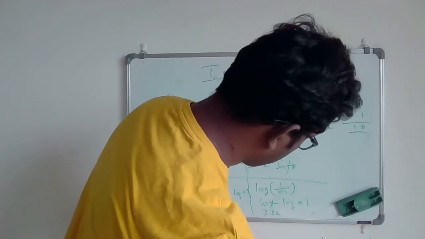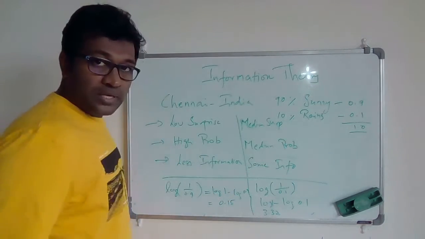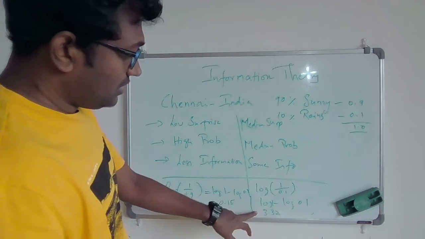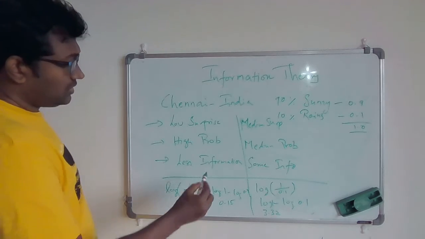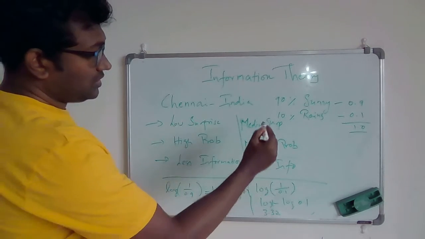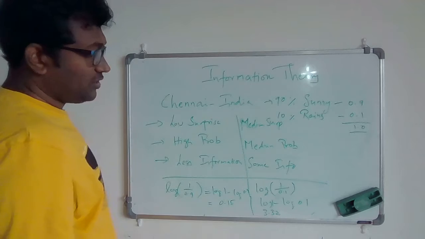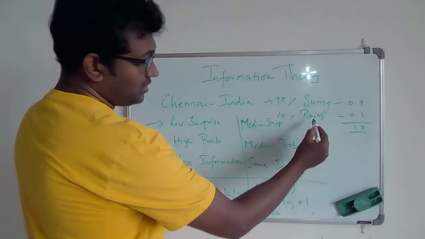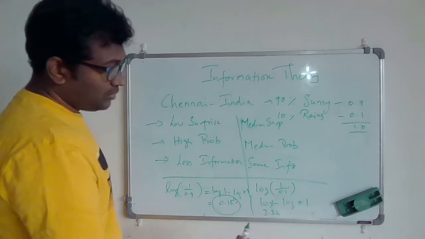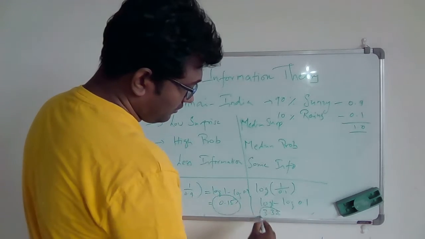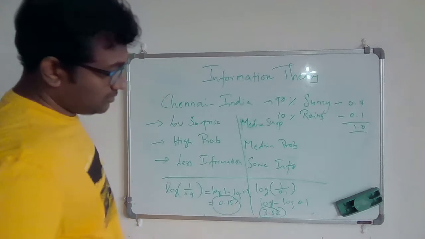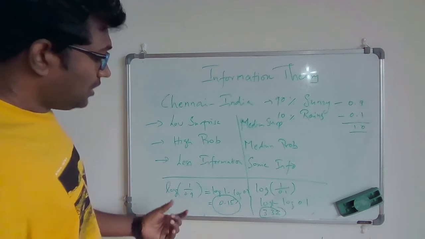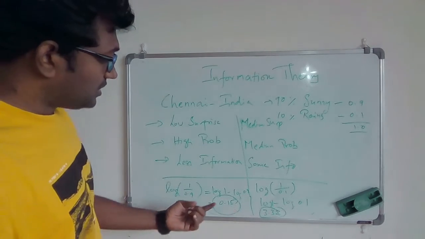Yeah, 3.32. Okay, so this is what the probabilities are translated to information. If you see here, the statement that it is going to be sunny tomorrow carries just 0.15 of information, and the statement that it is going to rain tomorrow, if somebody says it, has more information, like 3.32.